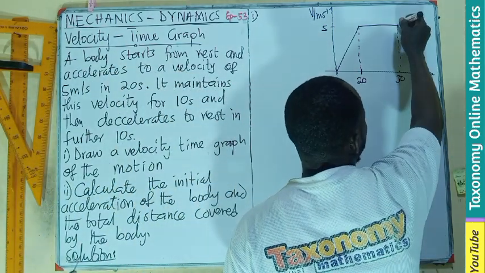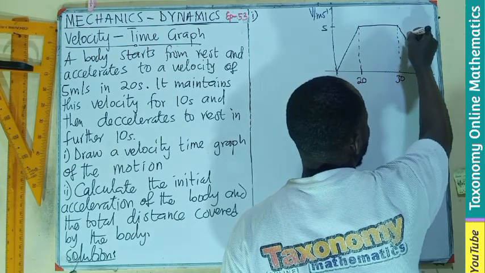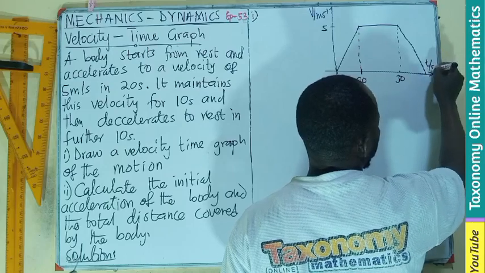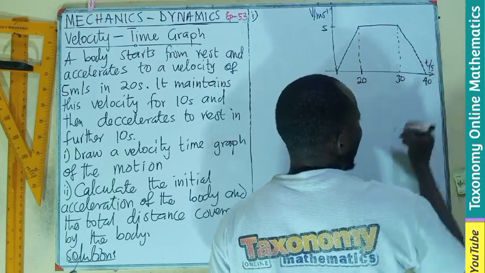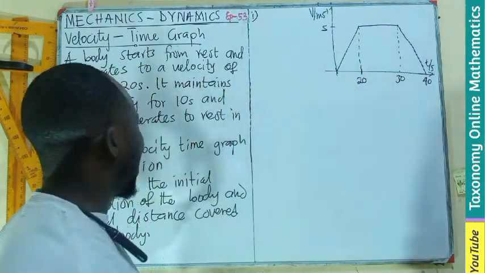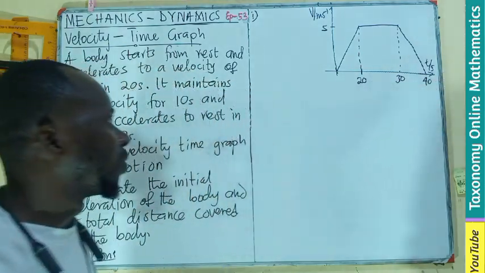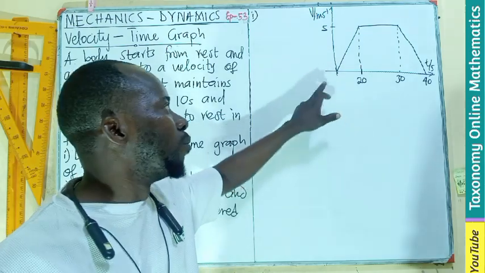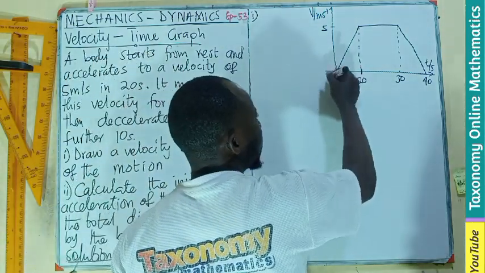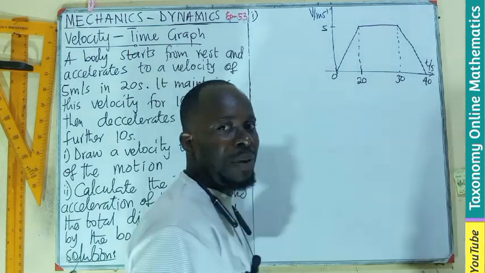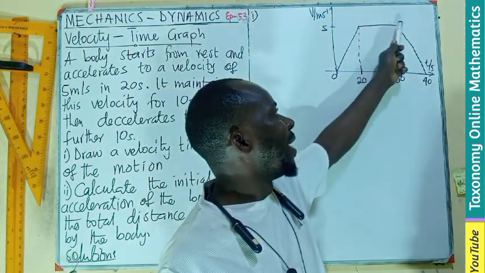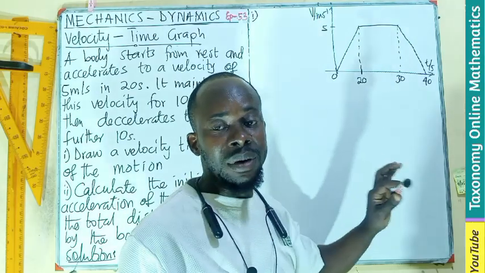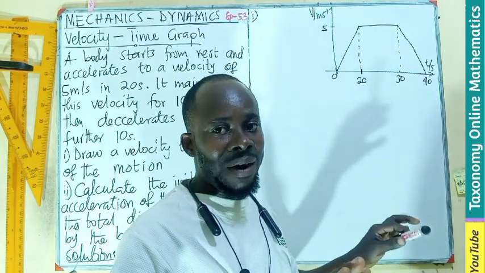And then it decelerates, meaning reduction in velocity to rest, for 10 extra seconds. So from here, it decreases all the way to the bottom. So let's say this is time, then 10, making here 40. 10, 10, 10. Okay, so that is what we are going to have. So this gives us the velocity time graph. Moving from 0, the origin, to a height of 5 meters per second as a velocity, maintaining that velocity for 10 seconds, then decelerating for an extra 10 seconds. So this gives us the diagram.